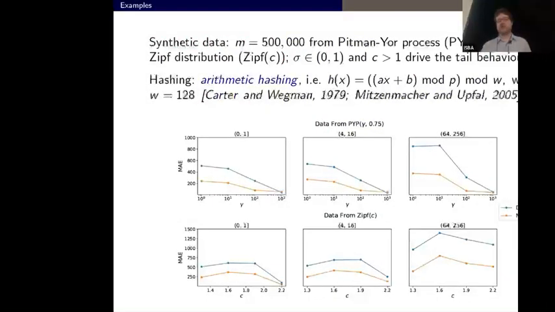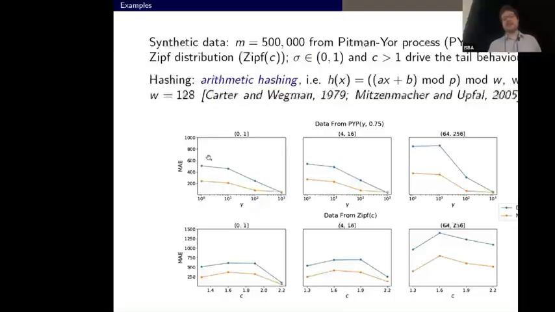Here is an example. I consider synthetic data generated from the Pitman-Yor process and from a Zipf distribution. Why do I want to do that? Because I want to stay in the heavy tails regime, and I want to see if I apply the Dirichlet process in the heavy tails regime, does it make a difference with respect to the normalized generalized gamma? Here I'm using arithmetic hashing, which is the standard one. The idea is that I take P, a prime number larger than the largest observation that I have, and A and B are random quantities uniform between 1 and P minus 1.